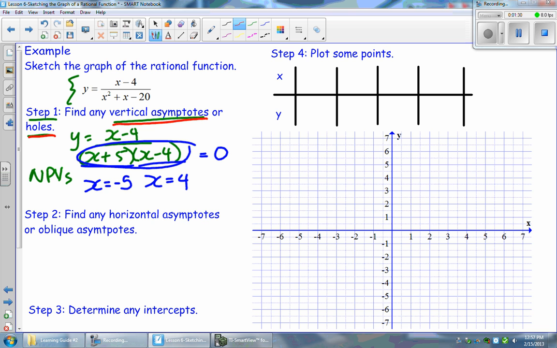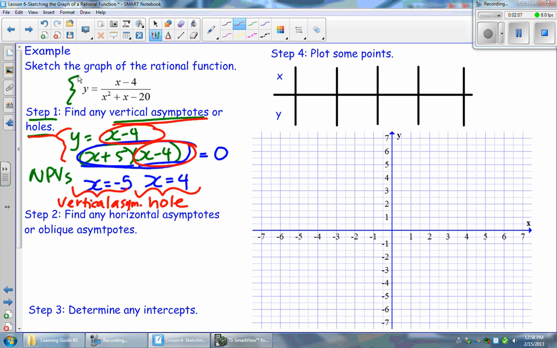Remember, a hole occurs when you have a common factor on the top and the bottom of your rational function. So take a look at the factored form here. Do we have any common terms that we can take out or identify? We do. We have an x minus 4 on the top and also an x minus 4 on the bottom. So this makes x equals 4 a hole in the graph. So it's a point of discontinuity. And x plus 5 is left as a vertical asymptote. Okay, so there we have identified the vertical asymptote and the hole of our rational function.